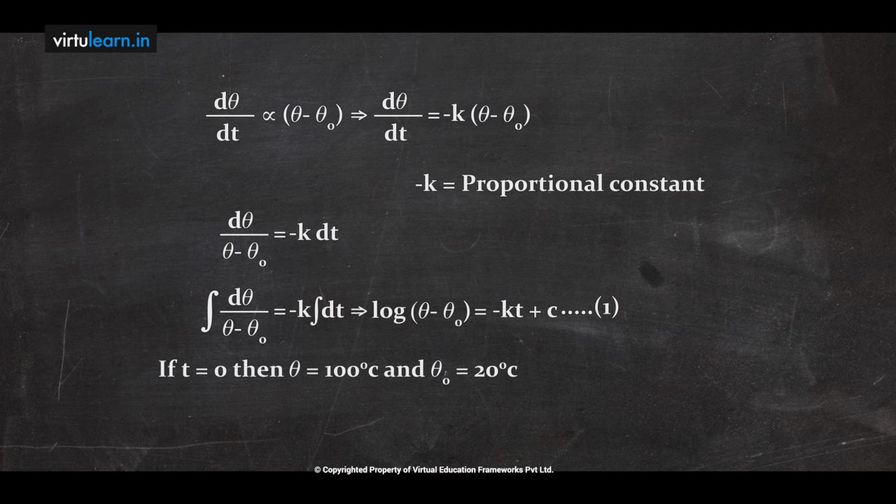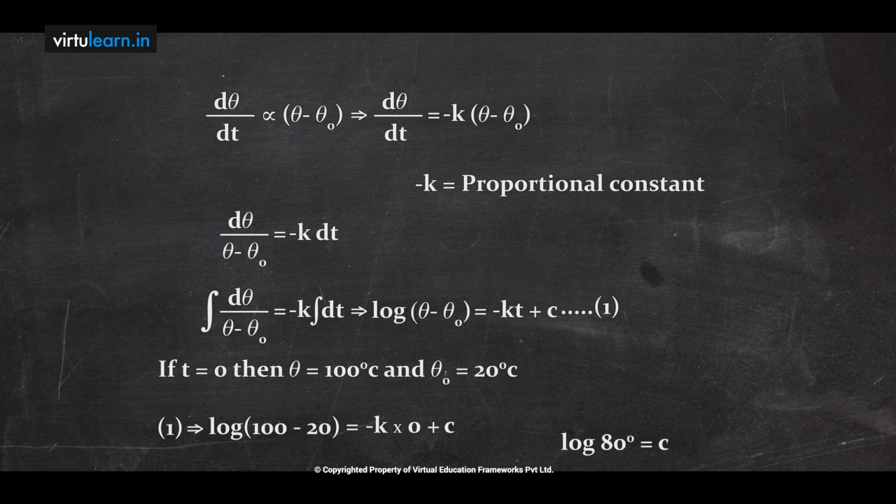Substitute all these values in equation number 1. From equation 1, log of theta minus theta naught, that is 100 minus 20, equals minus k into 0 plus c, so log 80 equals c. In this problem, first of all I will calculate the c value, after that the k value, and after calculating these two values, according to the problem, we will calculate the time or temperature. So the first two steps are the c value and the k value. Now I got the c value: c equals log 80.